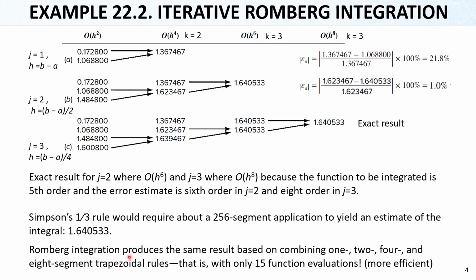So if you can, please use Romberg integration rather than using Simpson's 1/3 rule, which requires 256 segments. So this shows the efficiency of the Romberg integration. It requires an iterative process, as you can see here, and we get the exact result.